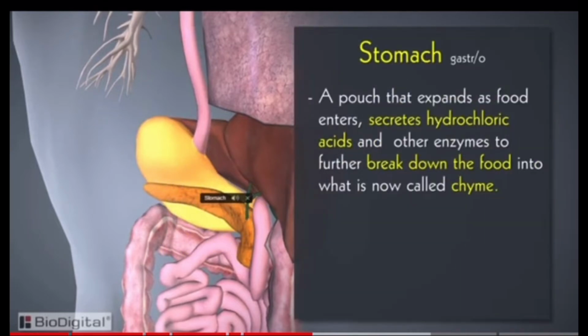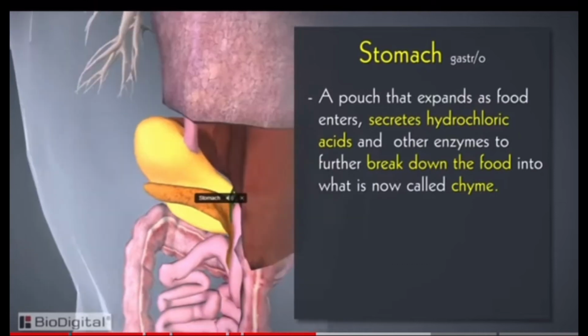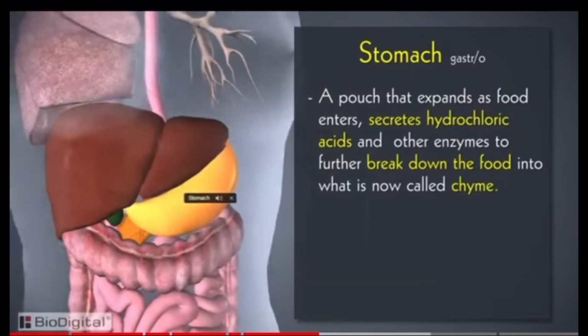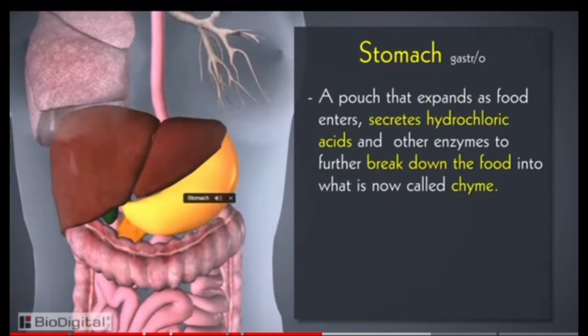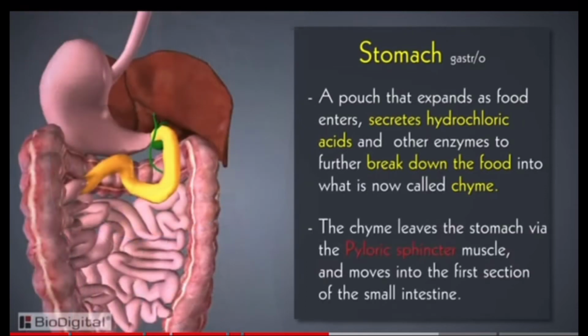The stomach, which is a pouch that expands as food enters, secretes hydrochloric acids and other enzymes to further break down the food into what is now called chyme. The chyme leaves the stomach via the pyloric sphincter muscle and moves into the first section of the small intestine.